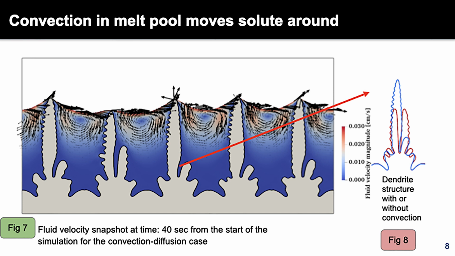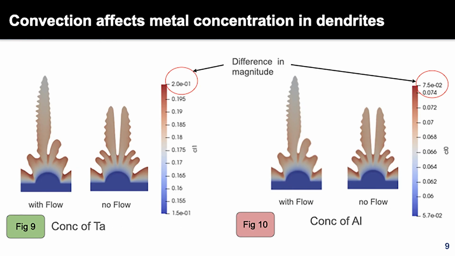As you can see, the solute is being carried away from the right-hand side of each primary dendrite to the left-hand side, which gives more material present in the left-hand side of each primary dendrite, leading to faster secondary dendrite growth on that side. And then to the right, if you overlay the dendritic structure of a convection case and a no convection case, you see there is a clear difference. The blue outline refers to the convection case, red outline refers to the no convection case. So dendritically, structure-wise, there is a clear difference.